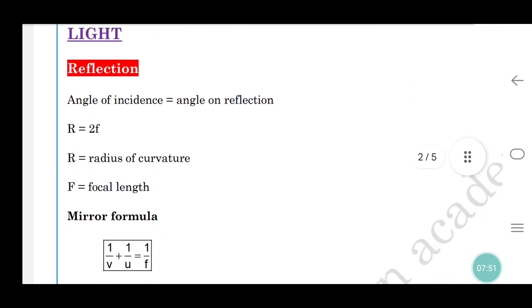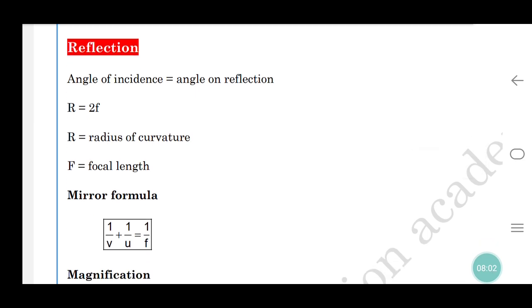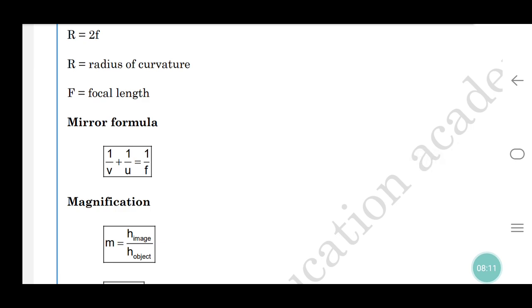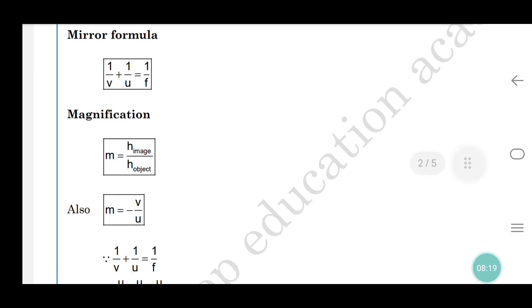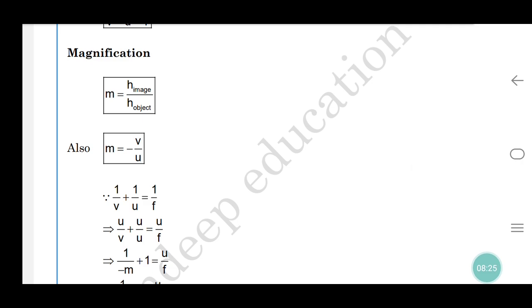Next, reflection of light. The angle of incidence is equal to the angle of reflection. R is equal to 2F, where R is the radius of curvature and F is the focal length. The mirror formula is 1 by V plus 1 by U is equal to 1 by F. Magnification M is equal to H image by H object, and M is also equal to minus V by U.